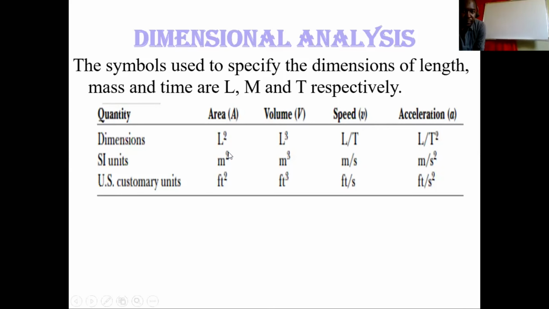So for length, anything that has distance, length, we use a capital L. If it's time, then it's a capital T. And if it's mass, it's a capital M. So those are the three things that you need to know. For dimensional analysis, if an equation has length or distance, we replace it with a capital L. If it has mass in it, we replace it with a capital M. And if it has time, we replace it with a capital T.